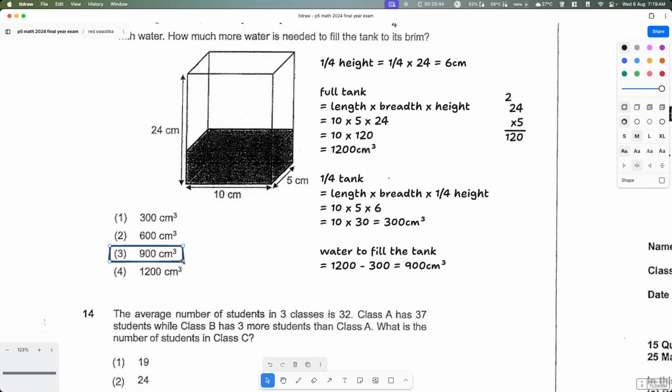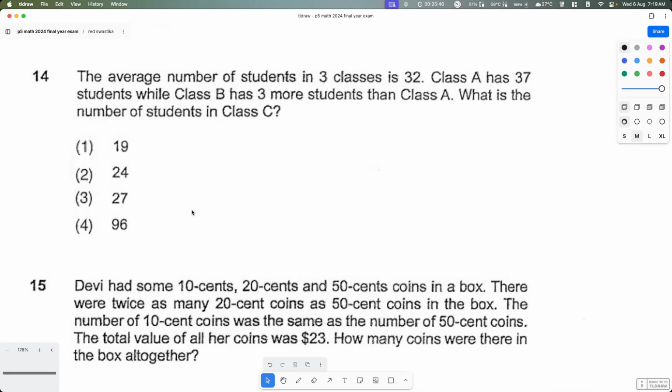Let's move on to question number 14. The average number of students in 3 classes is 32. Class A is 37, while Class B has 3 more students than Class A. What is the number of students in Class C? So we know Class A has 37 students.